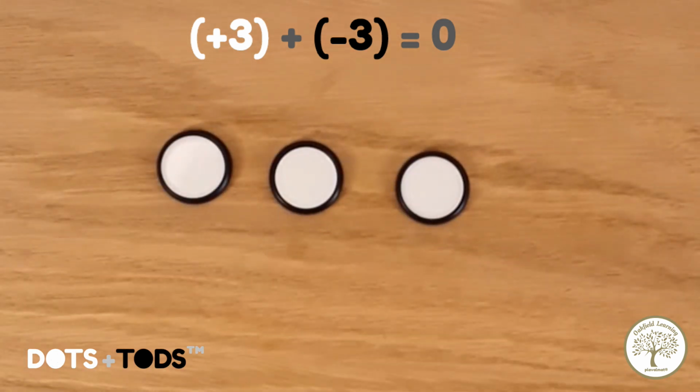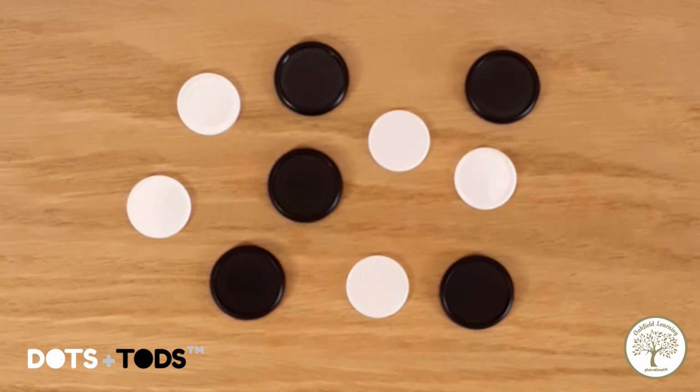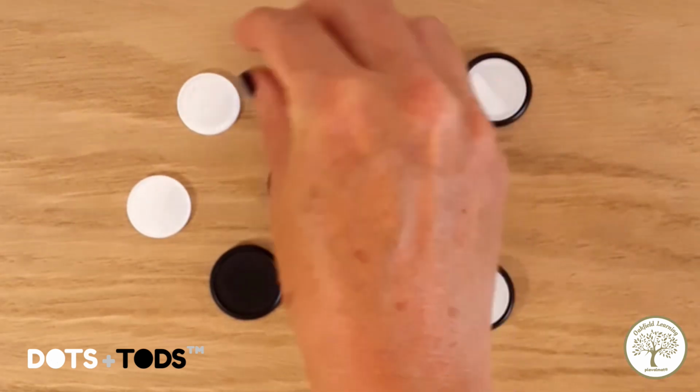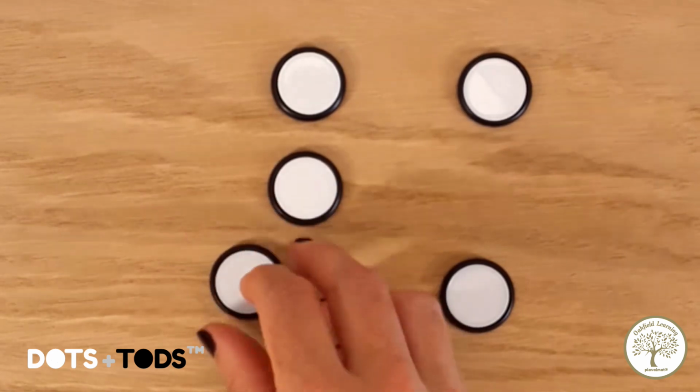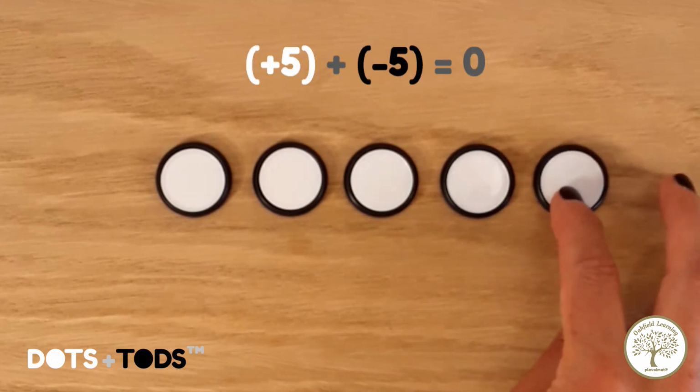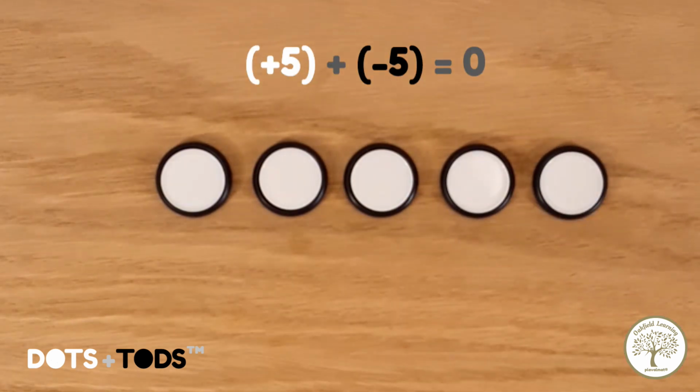What about this set of counters? As they're arranged like this, it's hard at first to spot that this group is representing a value of 0. Although there are 10 counters, as we have 5 +1 dot counters and 5 -1 TOD counters, we can make some zero pairs. And in fact, we can make 5 sets of zero pairs. As a +1 added to a -1 is equal to 0, we can repeat this and see that we have made 5 zero pairs representing altogether a value of 0.